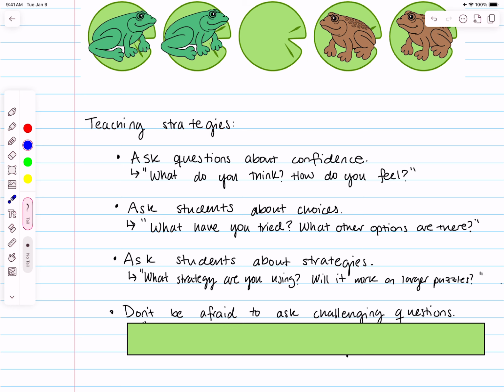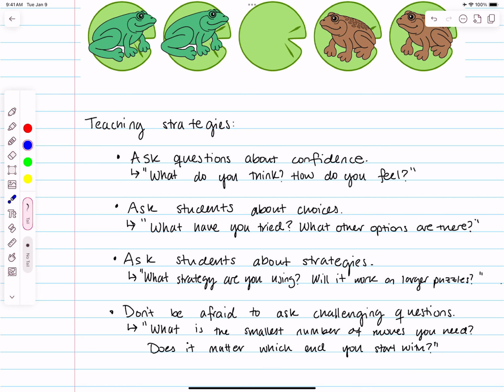And then, of course, building off of this, the last tip is always don't be afraid to ask some more technical, challenging questions. So, for example, does it matter which end you start with? Does it matter if you start with frogs or if you start with toads? And why? Does it matter or does it not? And you can also, in a more challenging way, ask about numbers of moves, how many types of moves there are, or what's the smallest number of moves you need to solve the puzzle. So these are some questions that can allow you to really push a student far if they've gotten through most of the rest of the activity.